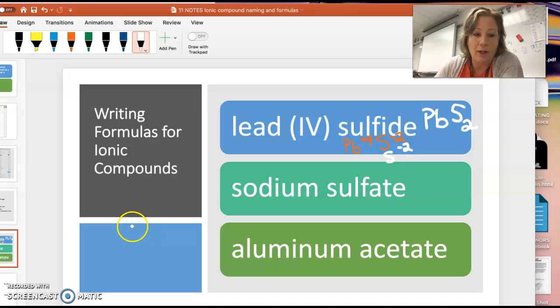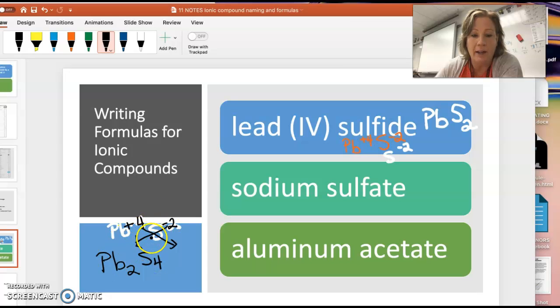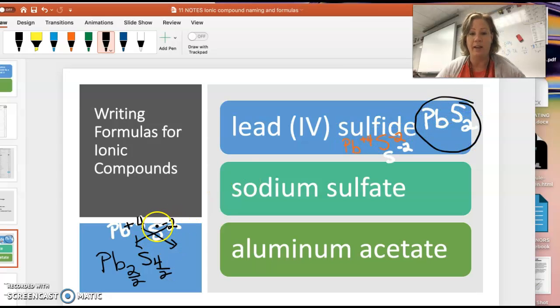Sometimes we do the crisscross method, where you take the superscript charges, the +4 and the -2, just the number, not the charge, and you bring it down to the opposite ion, then you would get Pb2S4. So if you do that technique, then you would know that you need to reduce this, and then you would get this. But the reason you're doing that is to balance out the charge so it adds to 0.